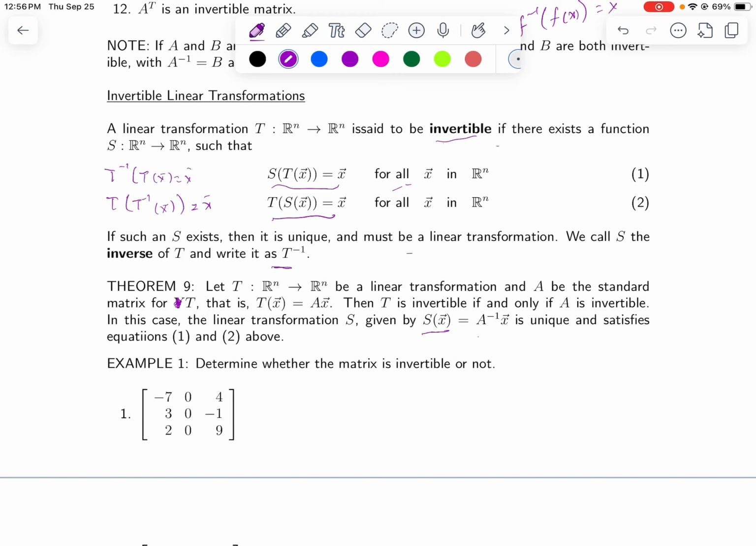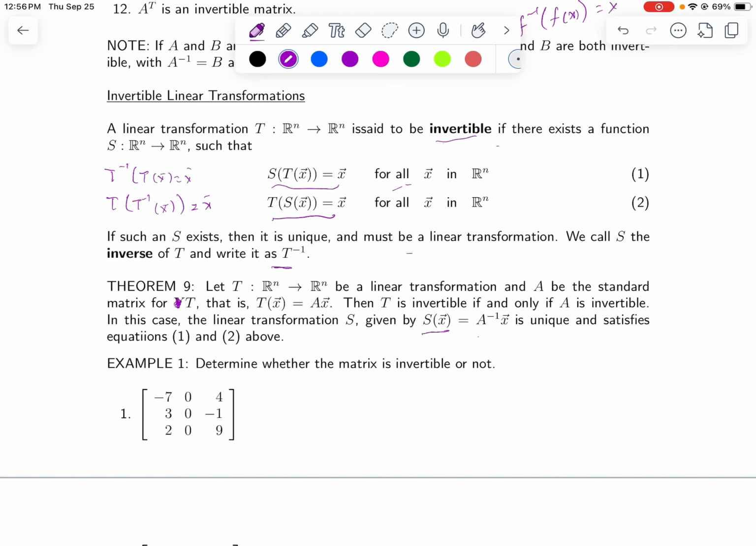So how do we find the S? T is defined as Ax. S, the inverse, will be defined as A inverse x. Okay, so let's look at an example.